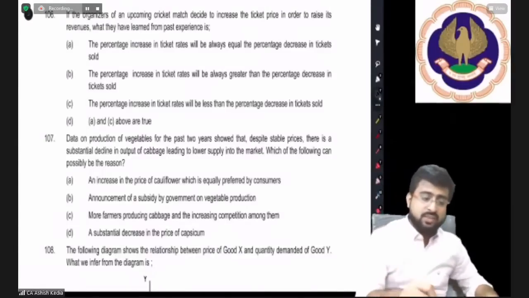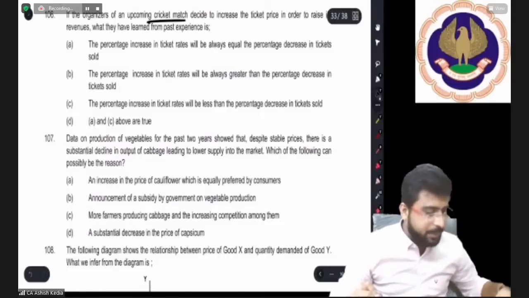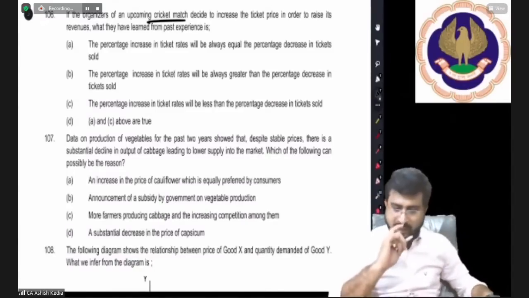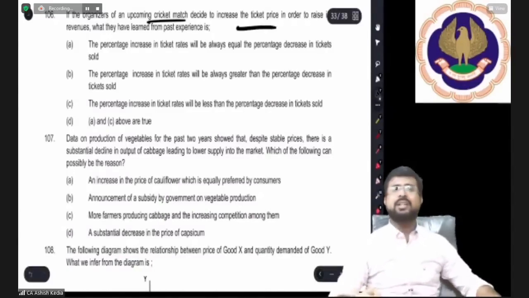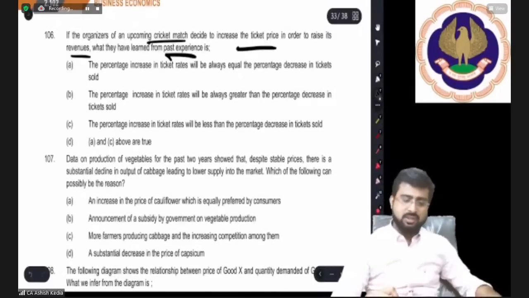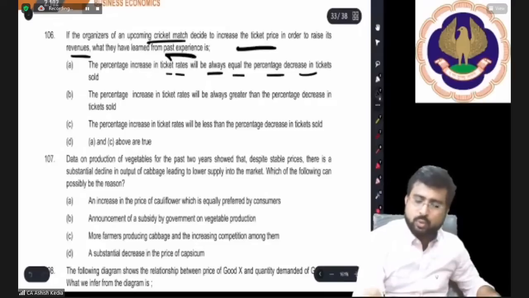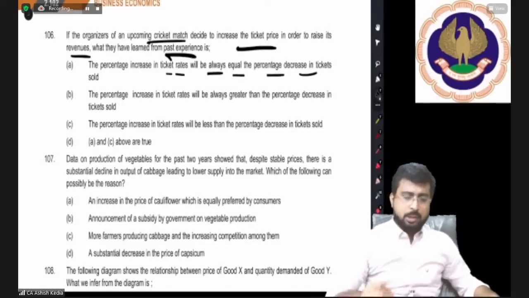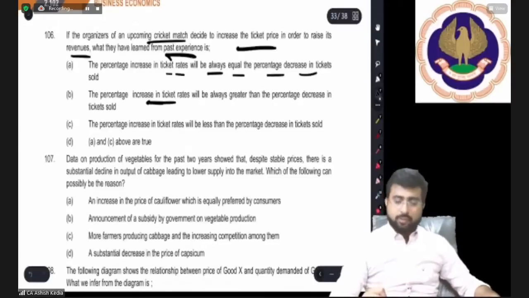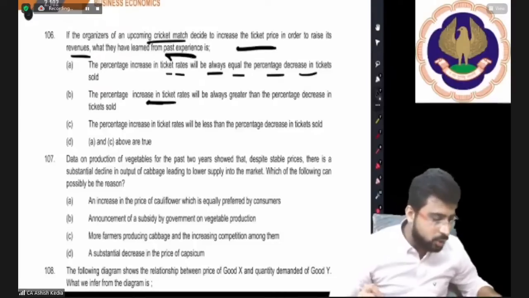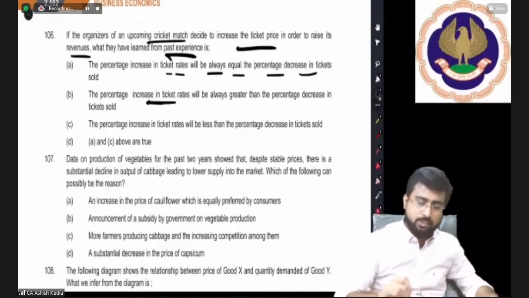See, if the organizers of an upcoming cricket match decide to increase the ticket price in order to raise its revenues, what they have learned from past experiences is that percentage increase in ticket rates will always be greater than percentage decrease in tickets sold. So yes, you are absolutely correct in this point.